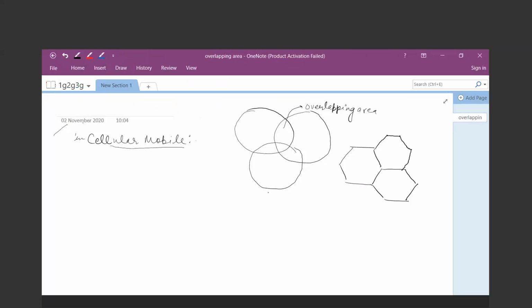So in this way, from this starting, my generations got started. My first generation, that is 1G, is just like FDMA, frequency division multiple access, in which we have a certain frequency spectrum and we have to divide our frequency spectrum into multiple subbands.